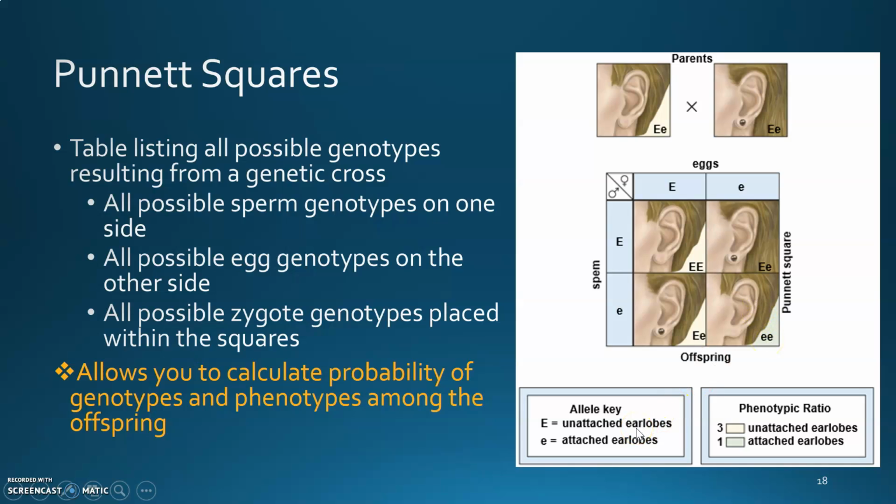And so what Punnett squares really allow you to do is calculate the probability of both the genotypes, big E, little e, for example, as well as the phenotypes associated with the offspring of 2 parents.